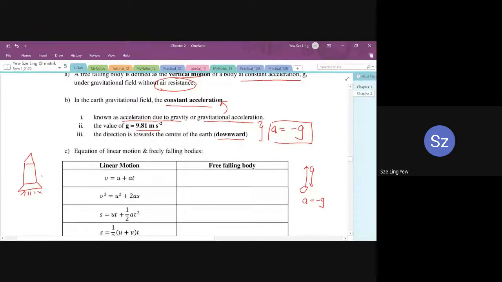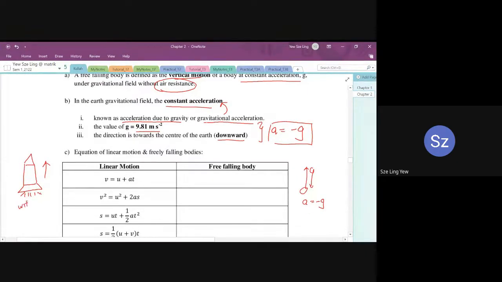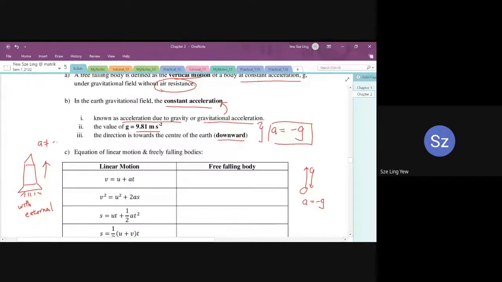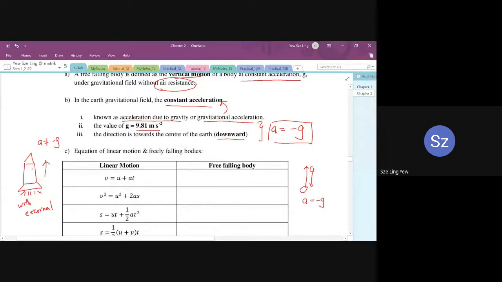So now this rocket is moving upward because of the burning fuel. You burn fuel inside it, so it is moving with an external force. And therefore we cannot say a equals negative g. In this case, a is not equal to negative g. You have to look at what the acceleration is. It could be a positive value, it could be a negative value, but it is not equal to g. Why? Because of the burning fuel. You burn the fuel inside the rocket, and therefore it can move upwards.